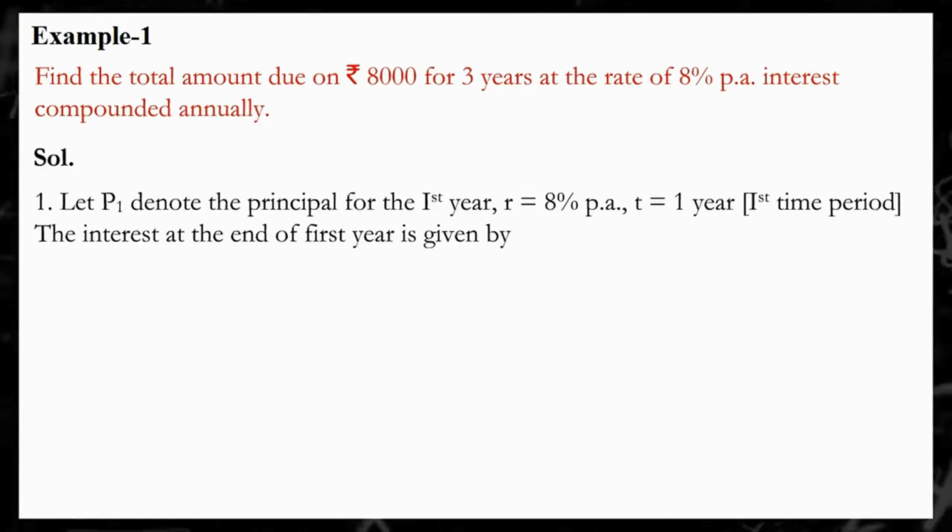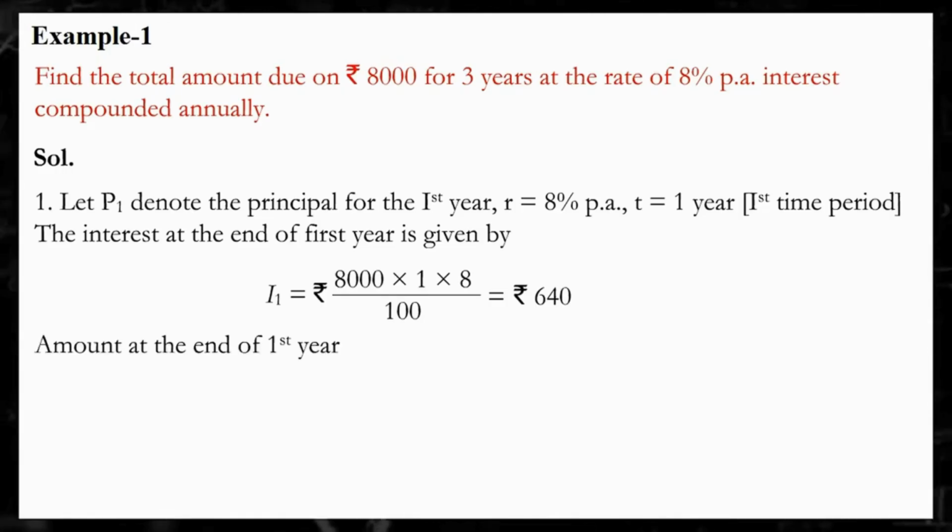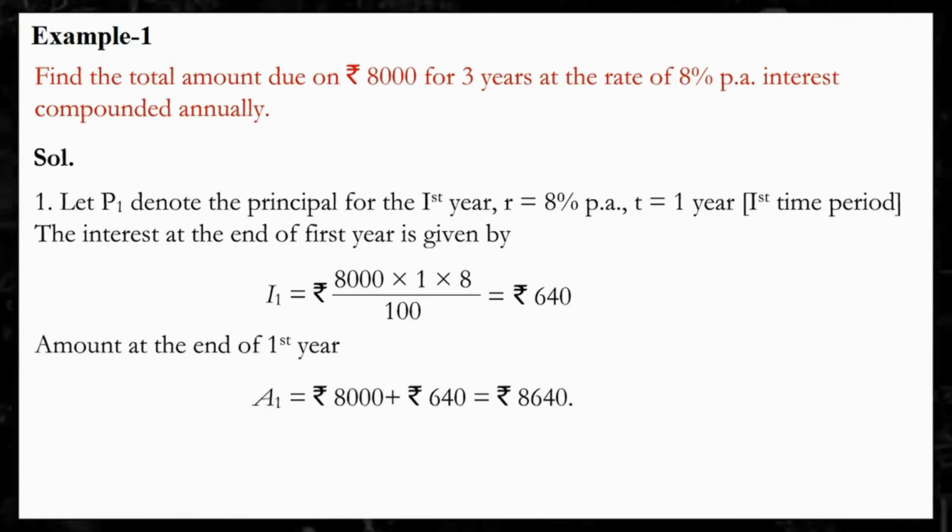Let P1 denote the principal for the first year. R = 8% per annum. T = 1 year. First time period. The interest at the end of the first year is given by I1 = rupees 8,000 × 1 × 8/100 = rupees 640. Amount at the end of the first year, A1 = rupees 8,000 + rupees 640 = rupees 8,640.